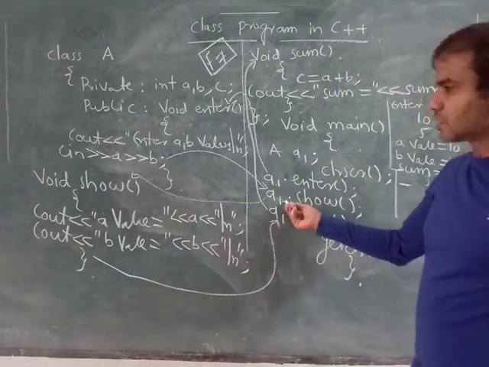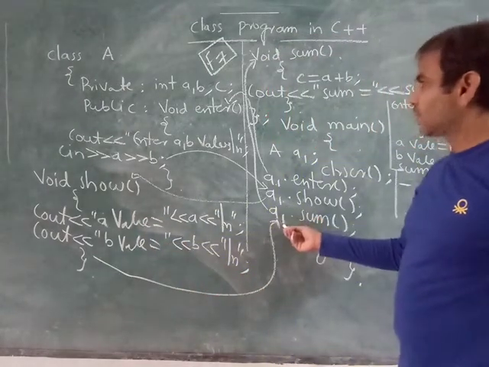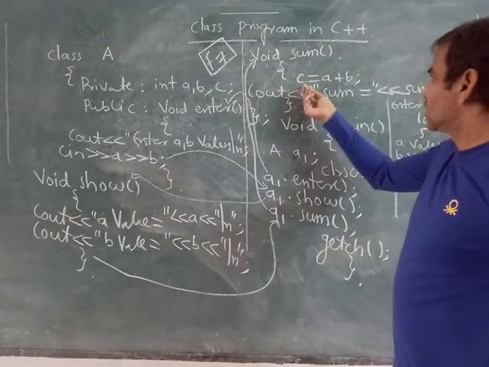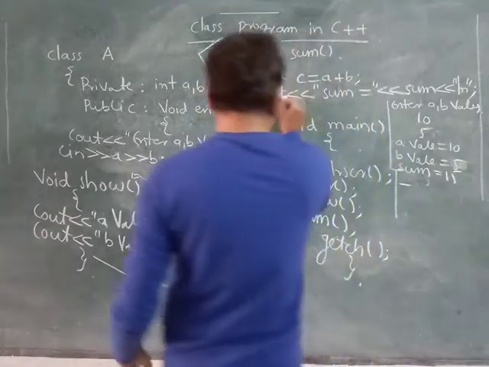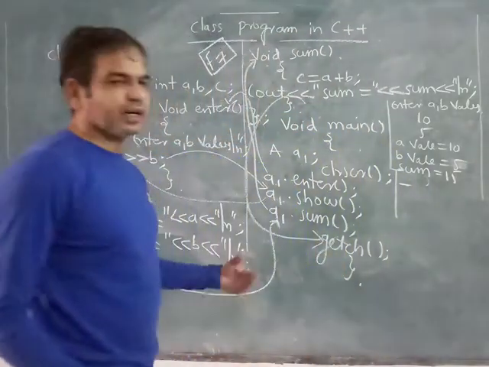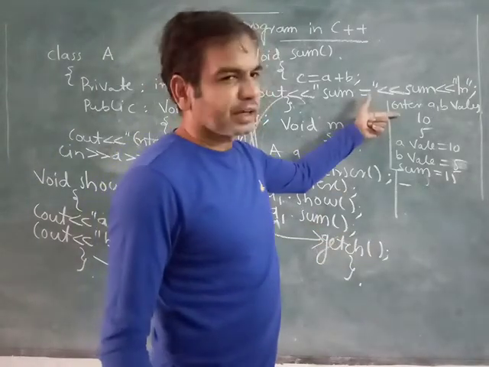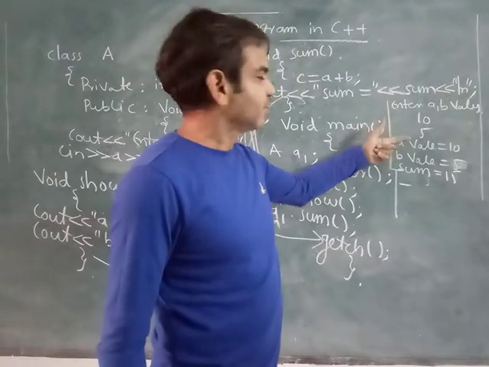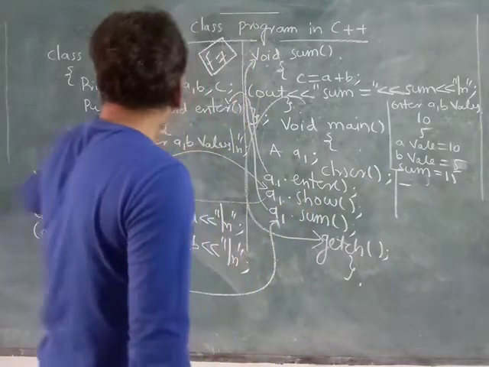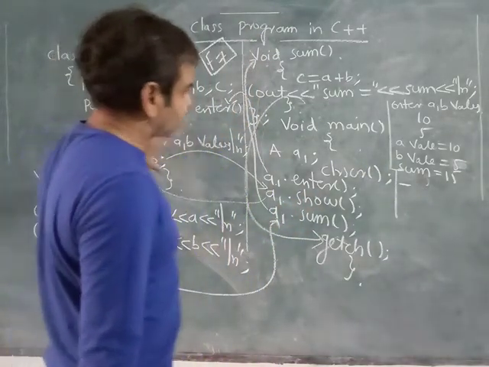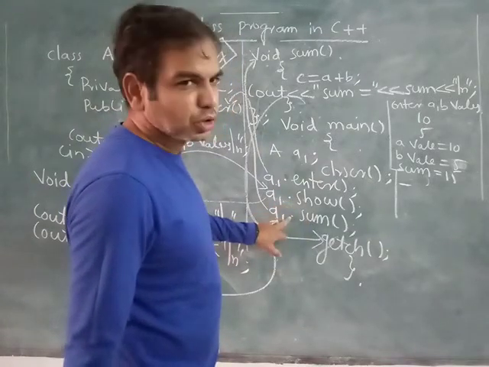a1 dot show. Show means the cursor goes to show. It will display a, b values. Again the cursor comes here. a1 dot sum. Sum means the cursor goes to sum. Here c is equal to a plus b, and sum will display. Then after completion of this one the cursor comes to getch. Getch means it will read and then exit. So when you run the program, it will ask you enter a, b values; 10, 5 I am entering. It will display a value 10, b value 5. Then sum is equal to 15 will display. So here the function code will be at the top of the program and the function calling will be at the bottom of the program. So that's why it is a bottom to top approach language.